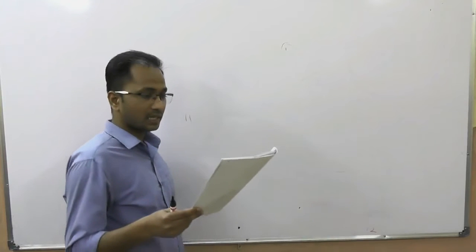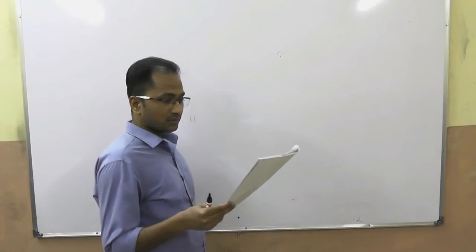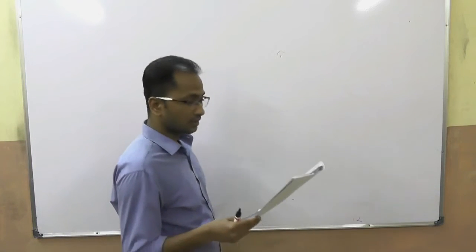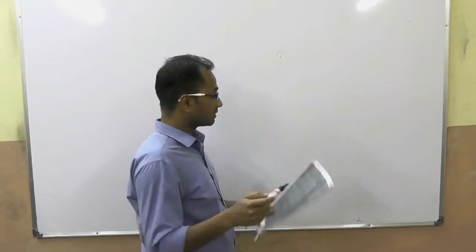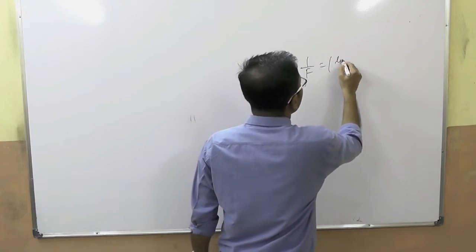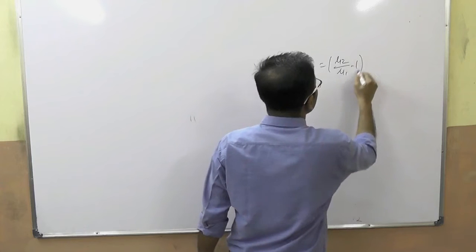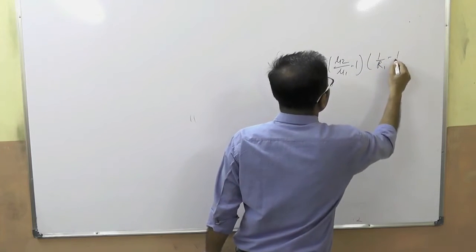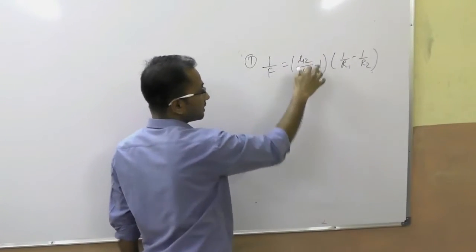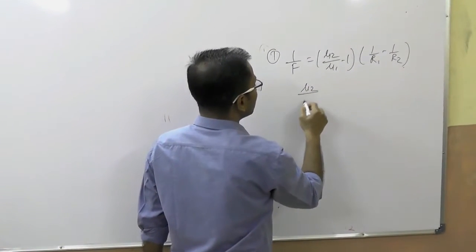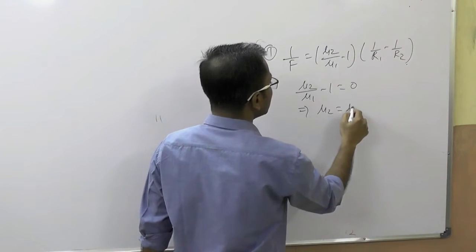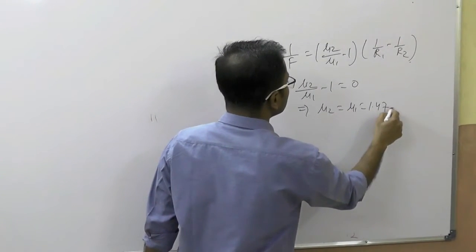तो यहाँ पे दे रखा है कि इमर्स करने के बाद वो इनविजिबल एंड प्लेन ग्लास प्लेट जैसा बिहेव कर रहा है, मतलब उसका फोकल लेंथ क्या हो गया, इंफिनिटी। तो लेंस मेकर फार्मूला से 1/f = (μ2/μ1 minus 1)(1/R1 minus 1/R2), right? This will become infinity if this becomes 0. So μ2/μ1 minus 1 is equal to 0. That is, μ2 is equal to μ1 is equal to 1.47.